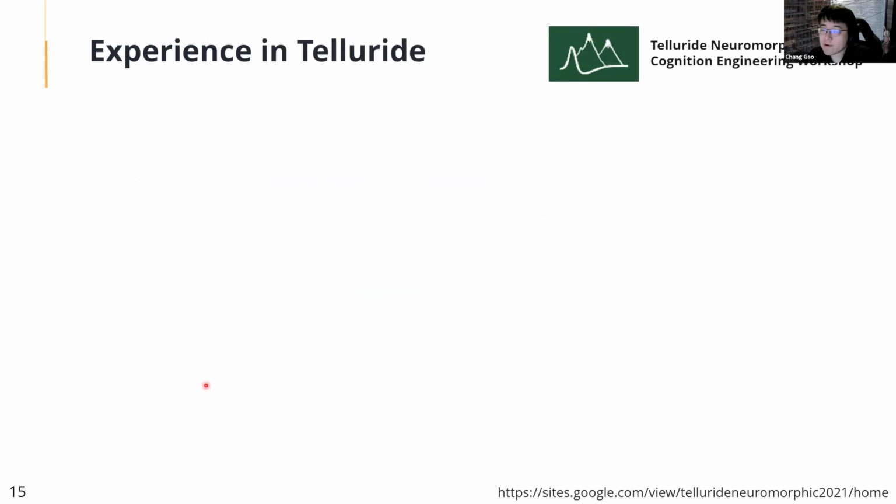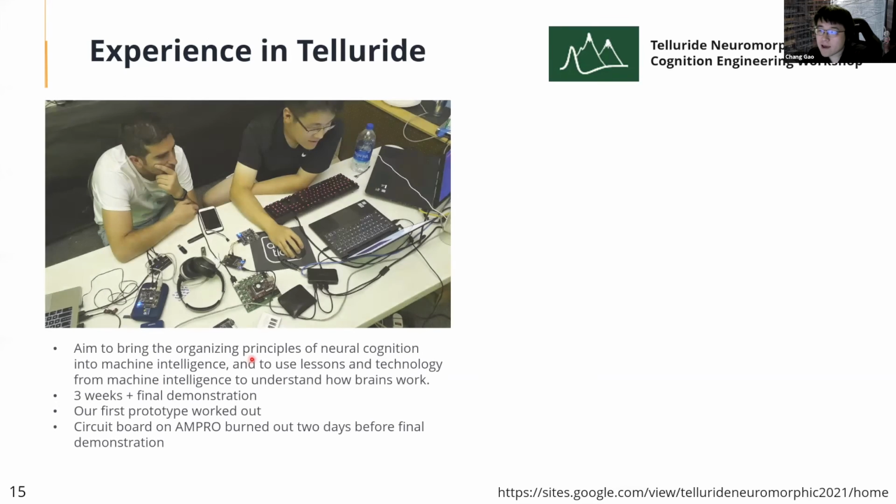Finally, I want to talk about some experience in Telluride. The Telluride workshop aims to bring the organizing principles of neurocognition into machine intelligence and to use lessons and technology from machine intelligence to understand how the brain works. Usually every year it has 4 or 5 topic areas, and it has 3 weeks plus a final demonstration.